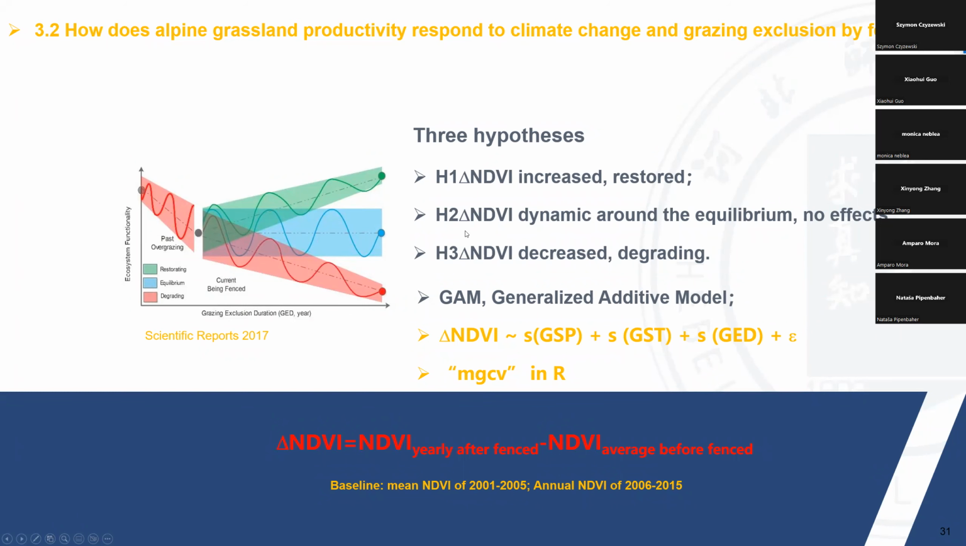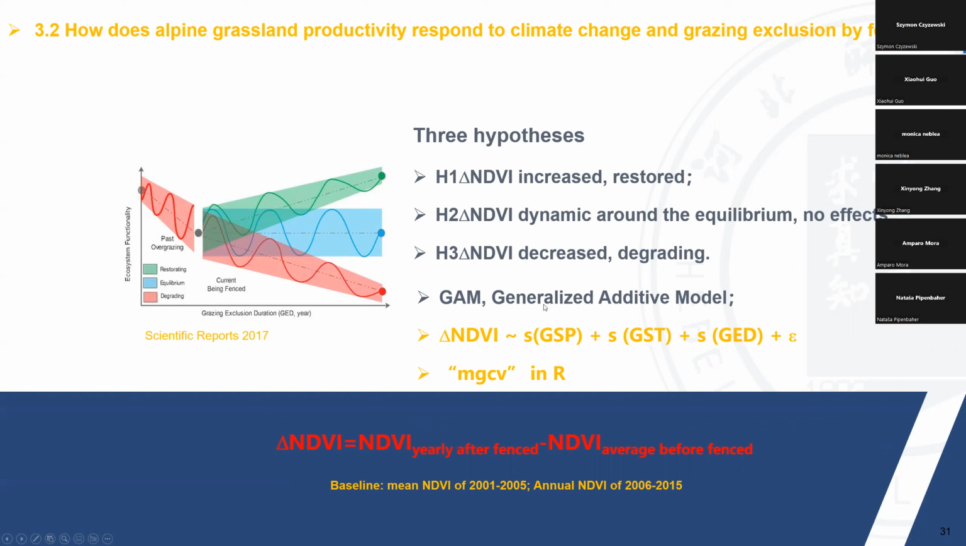And the second one, if the delta NDVI values dynamic around the equilibrium line, then maybe the fencing has no effects on recovery. And the third one, if the NDVI decreased, maybe the fenced grasslands are still on the way to degrade.